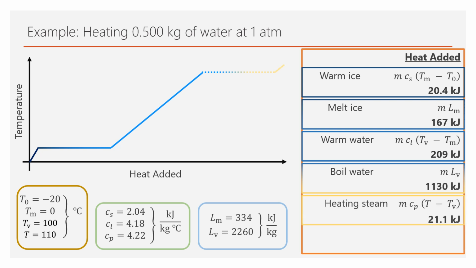Once the water has vaporized, we can then continue to heat the water. If we choose to heat the water at constant pressure, to find the amount of heat needed, it's just the mass of the water vapor multiplied by the heat capacity of the water vapor at constant pressure multiplied by the change in temperature, which in this case is 10 degrees Celsius. Then we can add up all those heats to find that the total heat needed to bring ice at negative 20 degrees Celsius up to water vapor at 110 degrees Celsius is more than 1500 kilojoules.